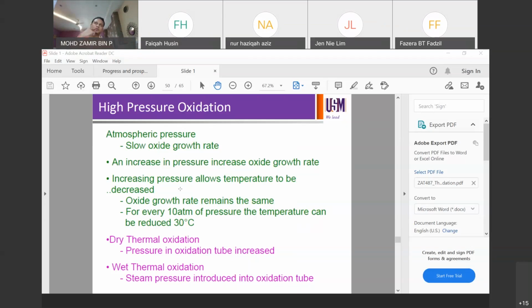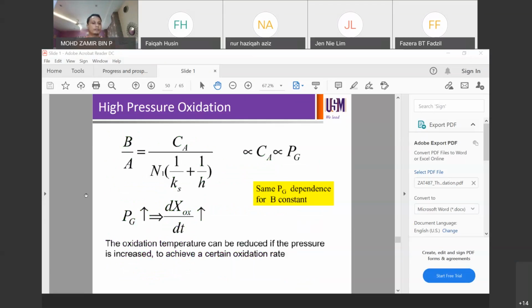Or if you want to run at higher temperature, you can reduce your pressure a little bit in order to deliver the same oxide thickness as well. So it's like playing with the trends that you already know on your process. So dry thermal oxidation, pressure in oxidation tube is increased. Wet thermal oxidation, steam pressure introduced into the oxidation tube is increased due to the bubbler. Okay. Kalau kita dry ox, they increase dia punya pressure due to the gas, incoming gas.